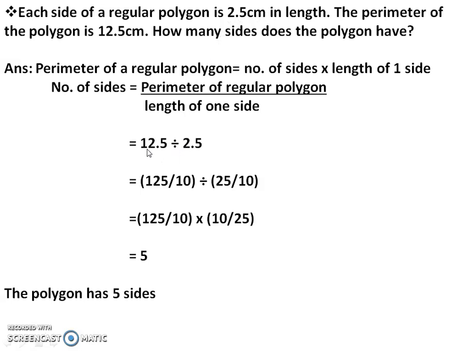How will you do? 12.5 can be written as 125 by 10. 2.5 can be written as 25 by 10. Now, what will you do? Multiply with the reciprocal of 25 by 10. So, how can you write 125 by 10 into 10 by 25. Here 10 and 10 get cancelled. 125 divided by 25. What is the answer? 5. The polygon has 5 sides.